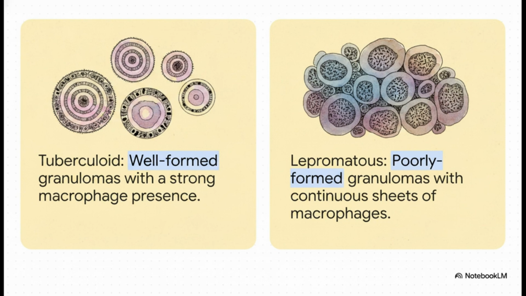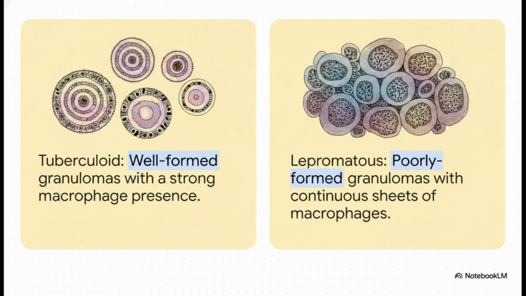In the localized tuberculoid form, where the immune system is putting up a great fight, we see classic, well-formed granulomas that look remarkably similar to tuberculosis. You'll spot a really strong, highly organized presence of macrophages and epithelioid histiocytes effectively walling off the threat.